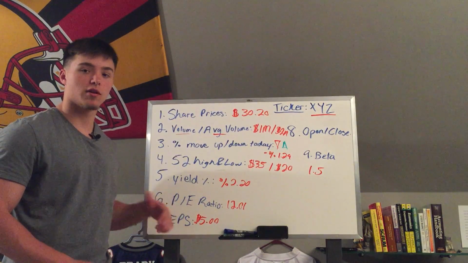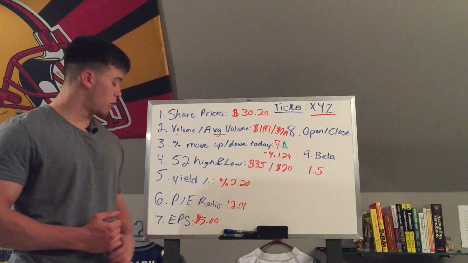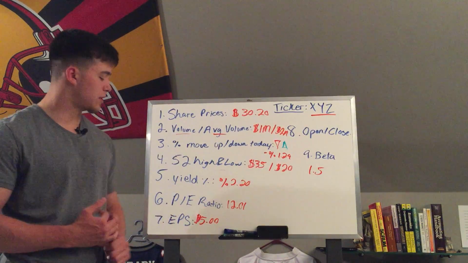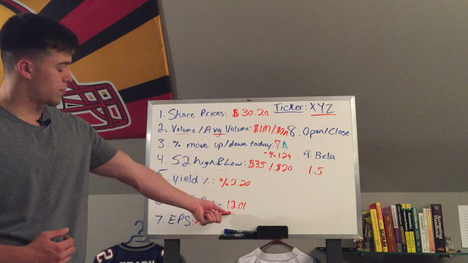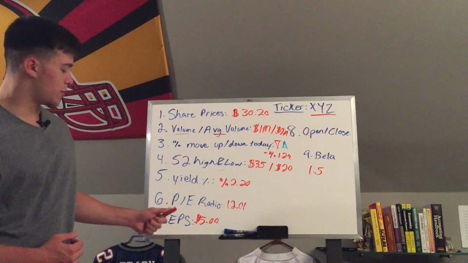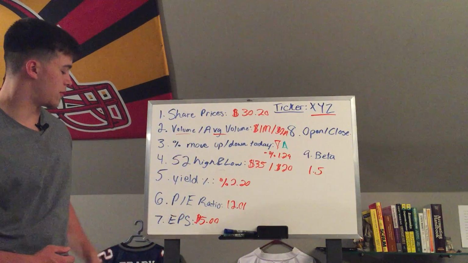You find their earnings, whatever their earnings were in the year, or current, if they just released their earnings, it's going to project out. PE ratio is their current PE, 12.01 for this example. All that means is their price divided by their earnings, 12.01, guys.